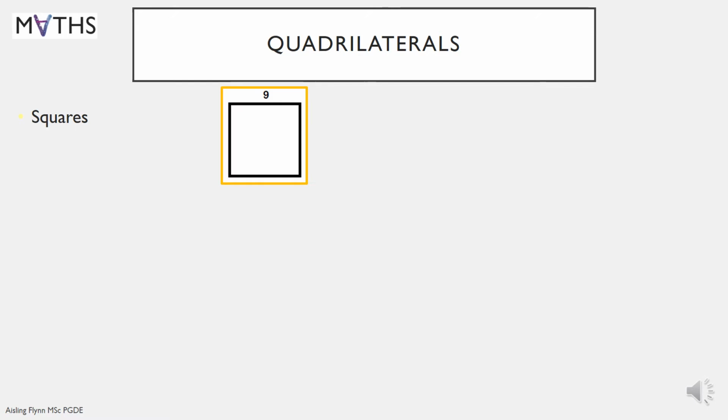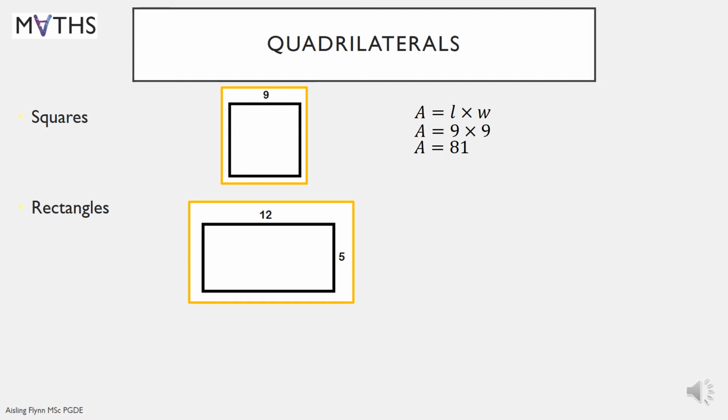Squares, we can get the area of a square by multiplying its length by its width, like the previous slide. We know that squares have the same length and same width. So this one is 9 times 9, we get area 81. Rectangles, again, area is length by width. This example is 12 times 5. So the area of that is 60.